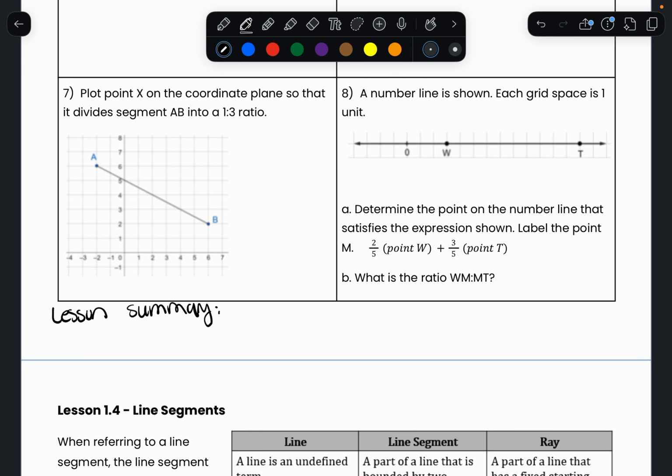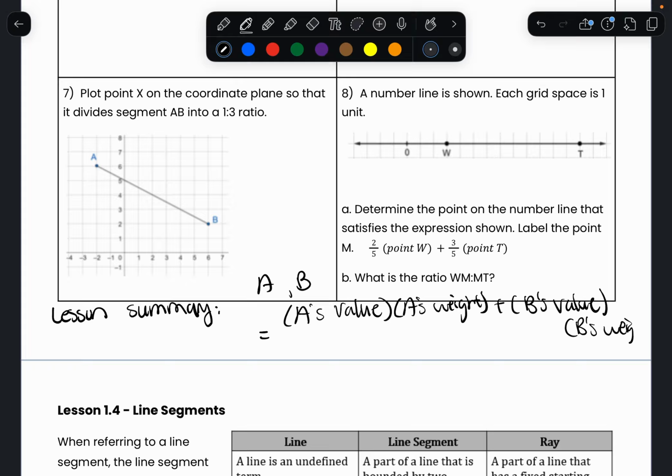Let's say if I have two numbers, A and B, then my formula for the weighted average will equal to, well, I'll take A's value. By value, I mean if my A is 7, then I'll put 7 right here. I'll take A's value times A's weight. I'll show you guys what that means in a second. Plus B's value times B's weight. And then I'll divide everything by my total weight.